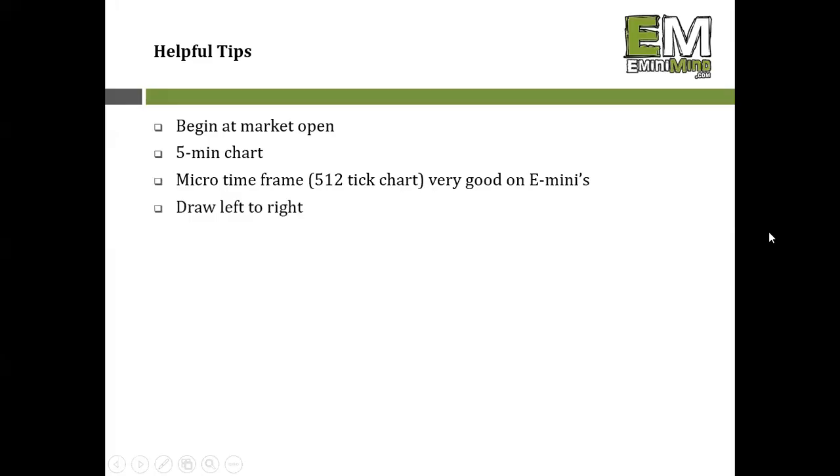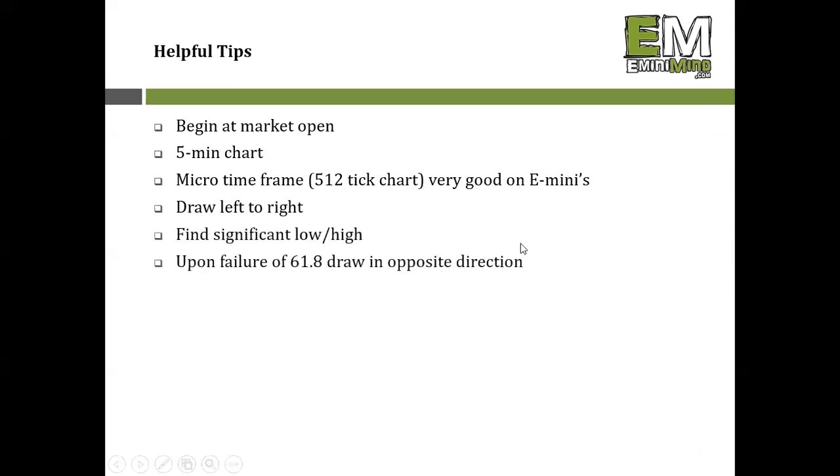You always want to be drawing left to right. We all, I think, have a pretty good grasp of that, but sometimes it's easy to get lost and not be sure. And so just pick the highest high and start there. If you miss the open for the morning, that's a good place to start: the lowest low or the highest high. Once you break a 61.8, then we can start to draw in the other direction. And that 61.8 is a good line in the sand for a failure point.